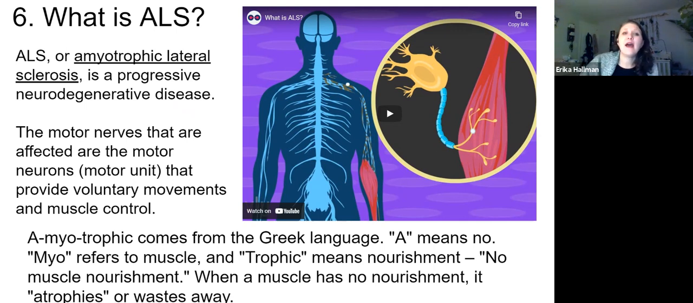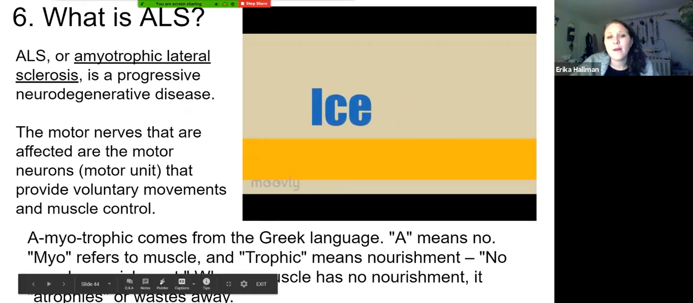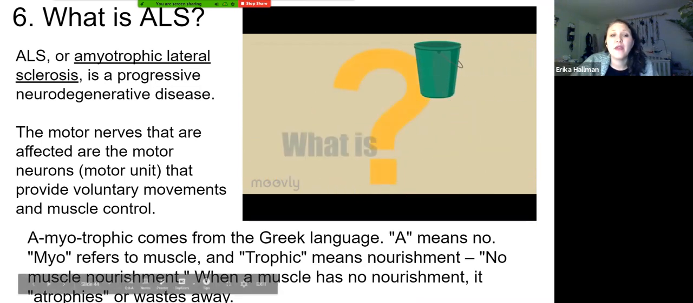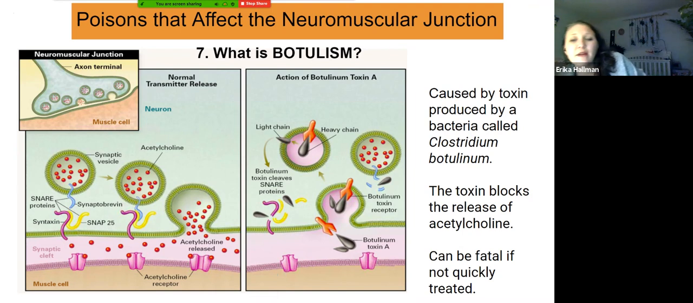Somebody with ALS might be completely normal earlier in their life, but as they get older, usually within the period of a couple years, they will lose that muscle movement and become paralyzed. Eventually, the last muscles to give up would be their heart and their lungs, and that's usually the cause of their death.